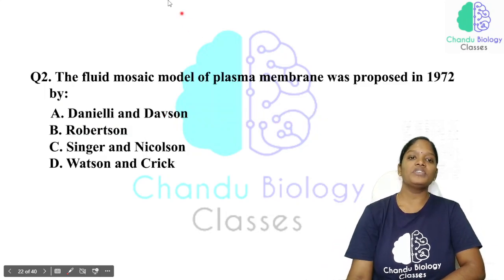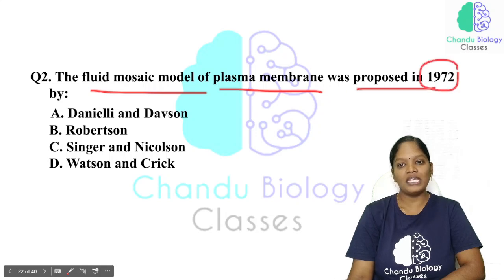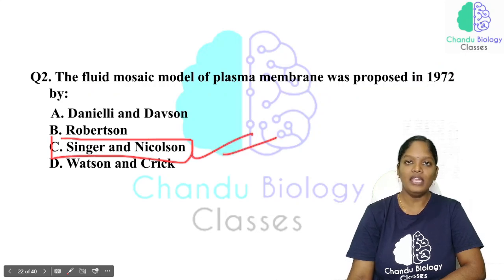Okay, the second question will be, the fluid mosaic model of the plasma membrane was proposed in 1972 by Singer and Nicolson. So this is the right answer.